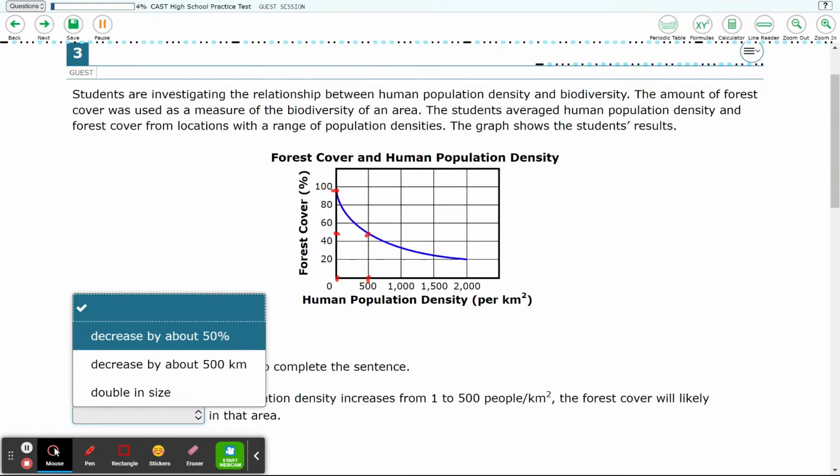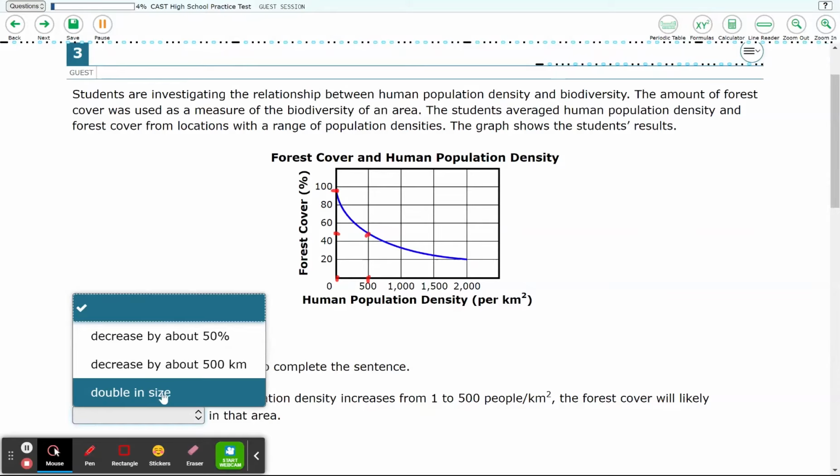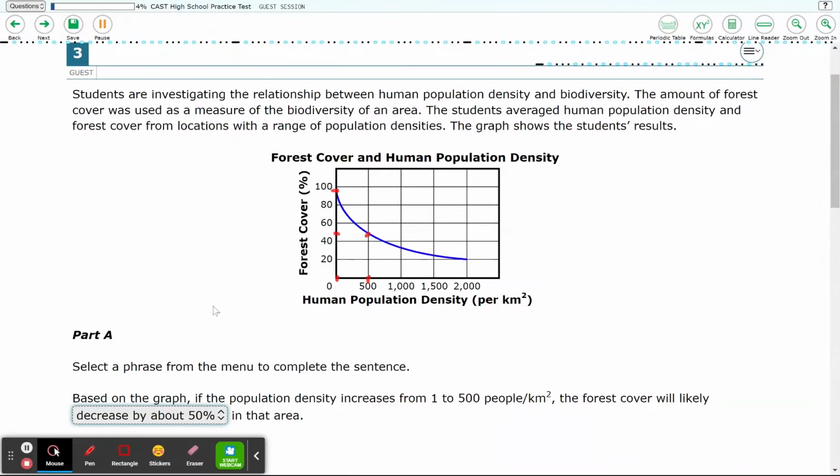down to 50%. Just to point it out, it says decrease by 500 kilometers. Forest cover isn't measured in units of kilometers, so that would eliminate that one. Double in size would mean it gets bigger, and clearly the forest cover is getting smaller, going from nearly 100 to nearly 50. So decrease by 50% is the answer to part A.